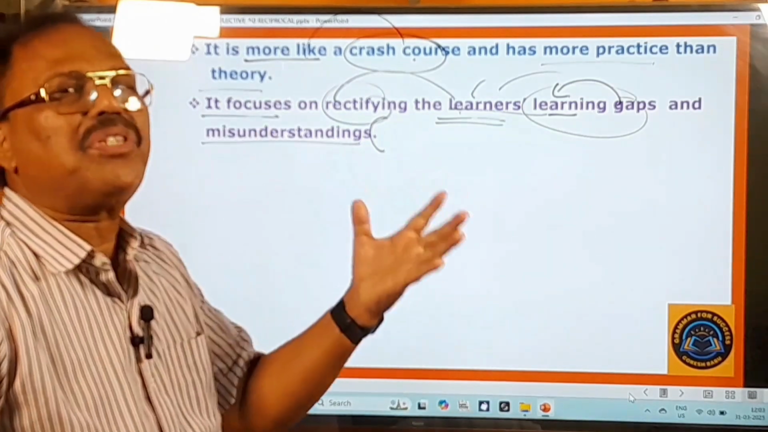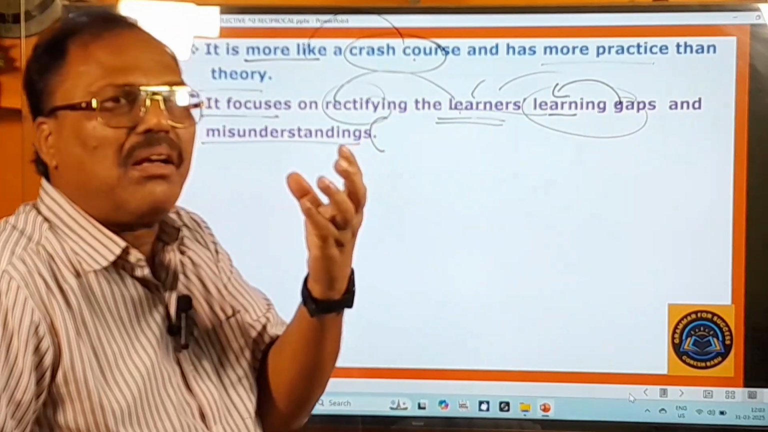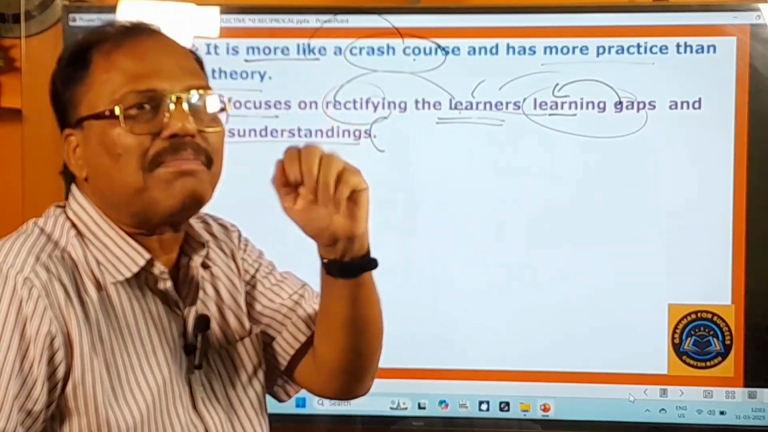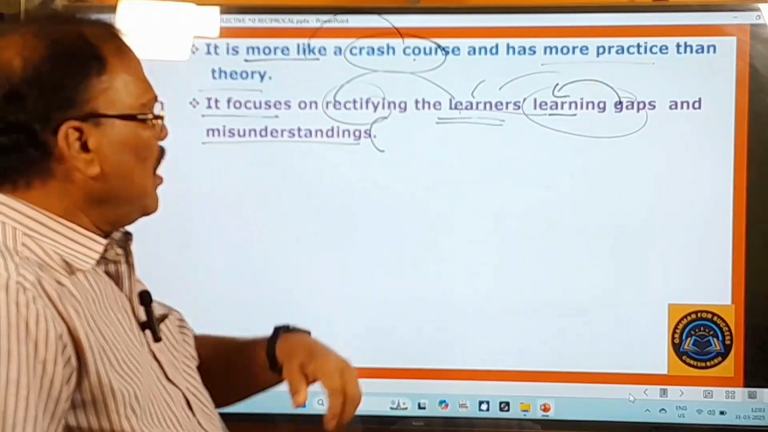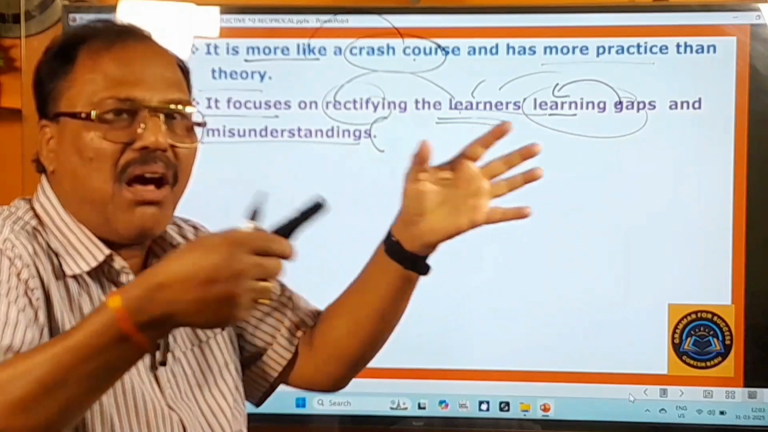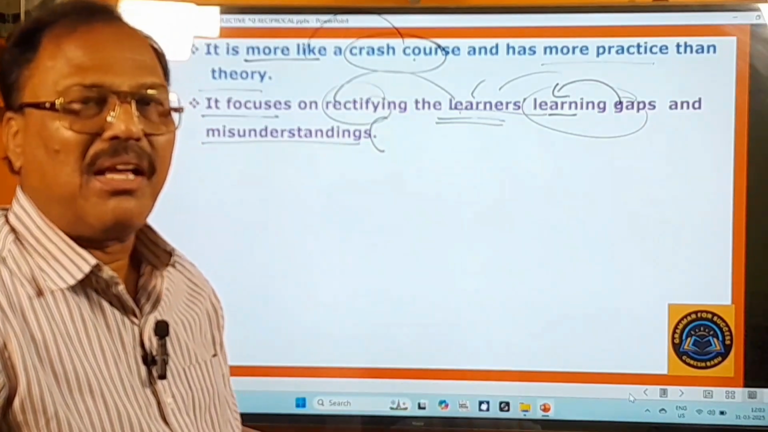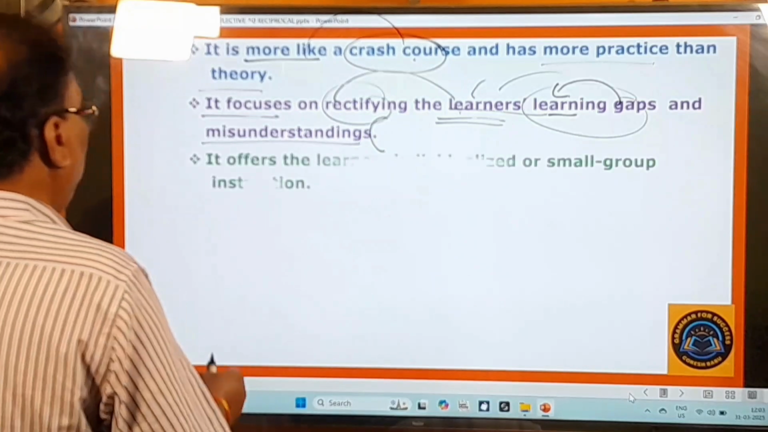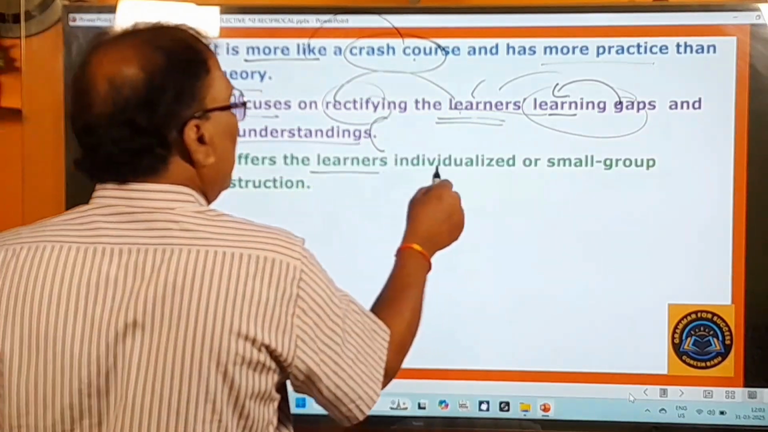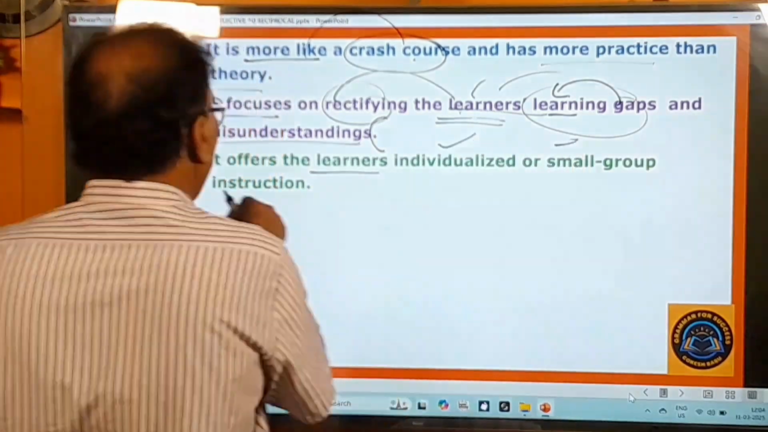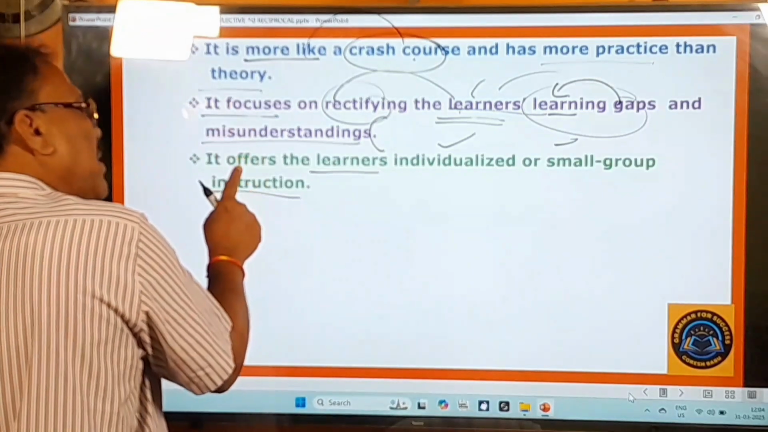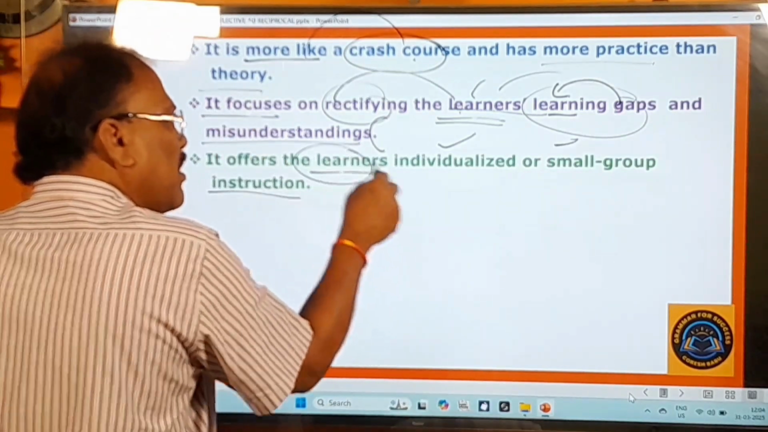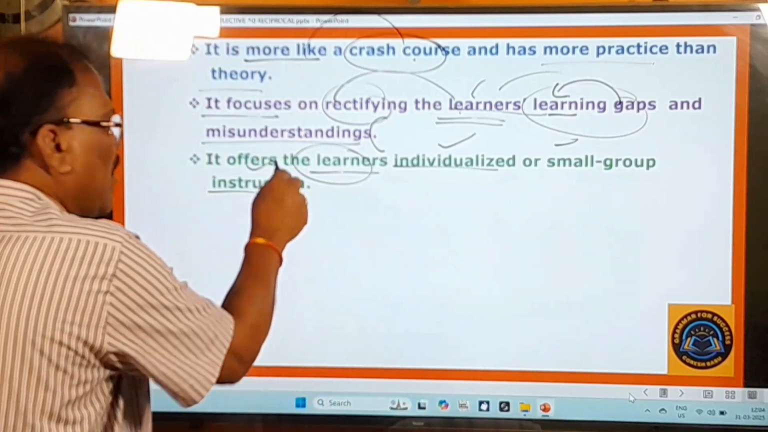Misunderstandings means confusions. Some students may not have clear idea about the tenses. They may have some confusion. So this remedial teaching will clear off those confusions and those mistakes and all that, right? And you go to the next important feature. It offers the learners individualized and small group instruction. So this remedial teaching will offer the learners or the students individualized instruction.